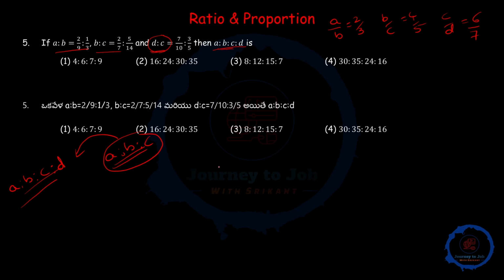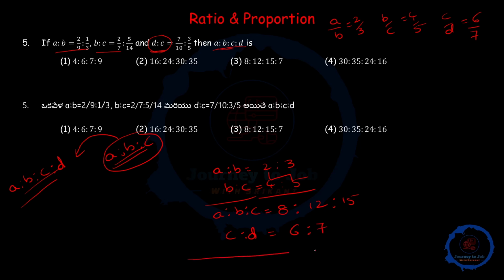Okay, now see, a is to b is what, 2 is to 3, b is to c is what, 4 is to 5. So now we will get here a is to b is to c is equal to 8 is to 12 is to 15. Okay, now c is to d is what, 6 is to 7. See, this is how to calculate a is to b is to c is to d.